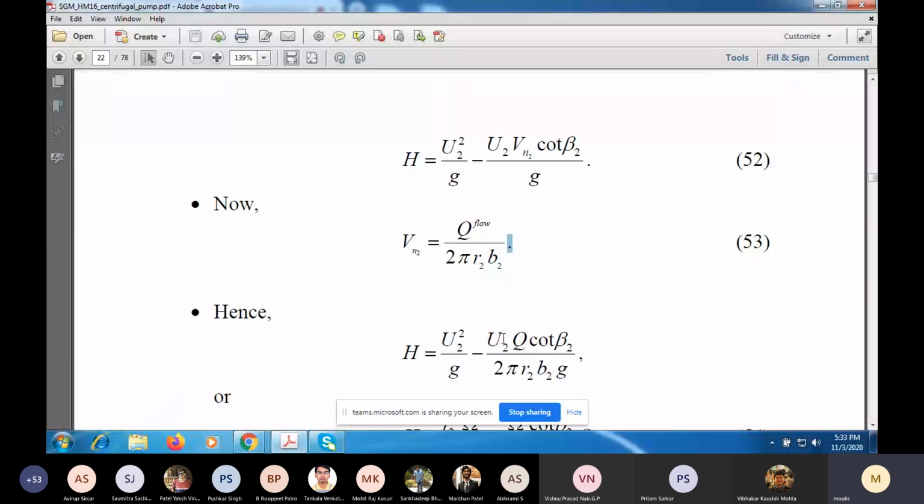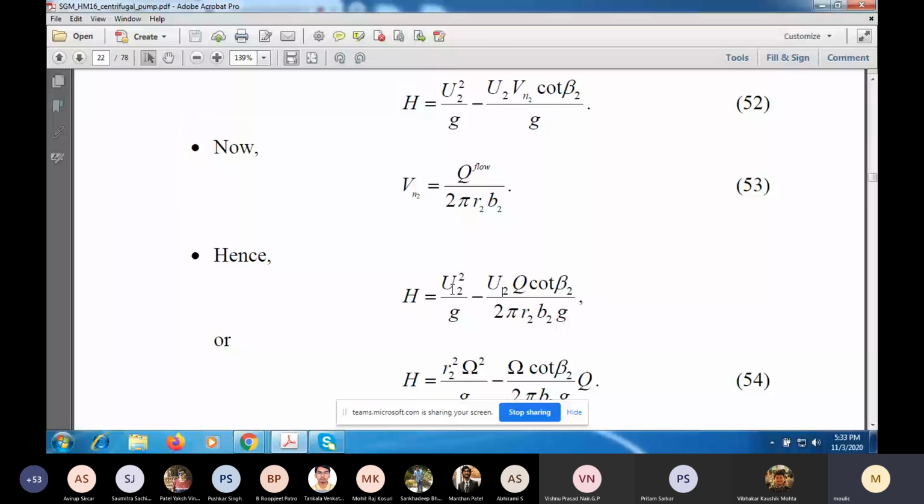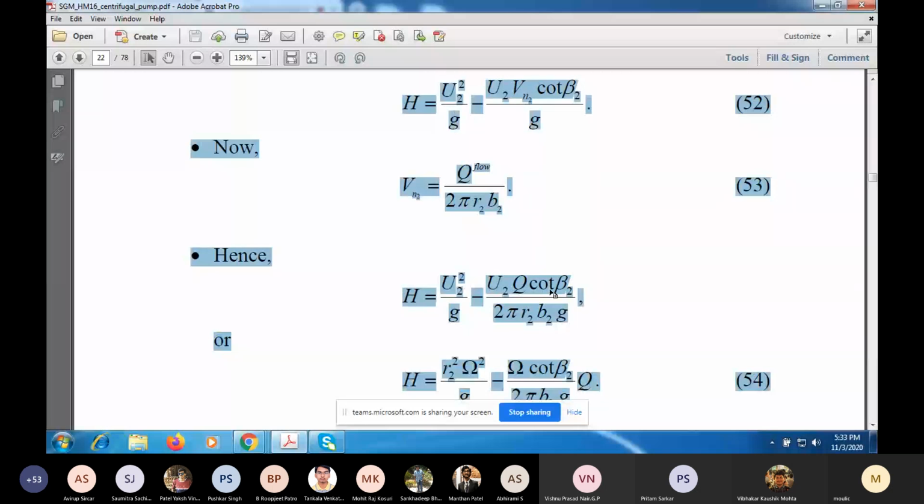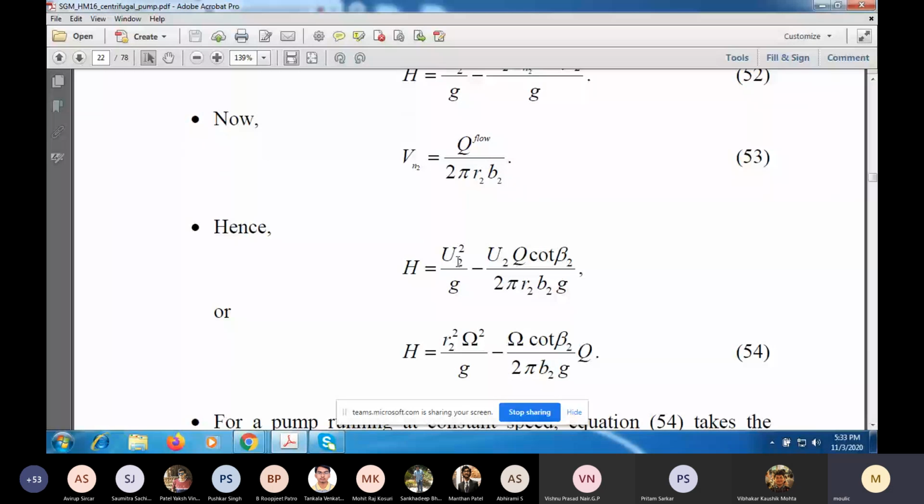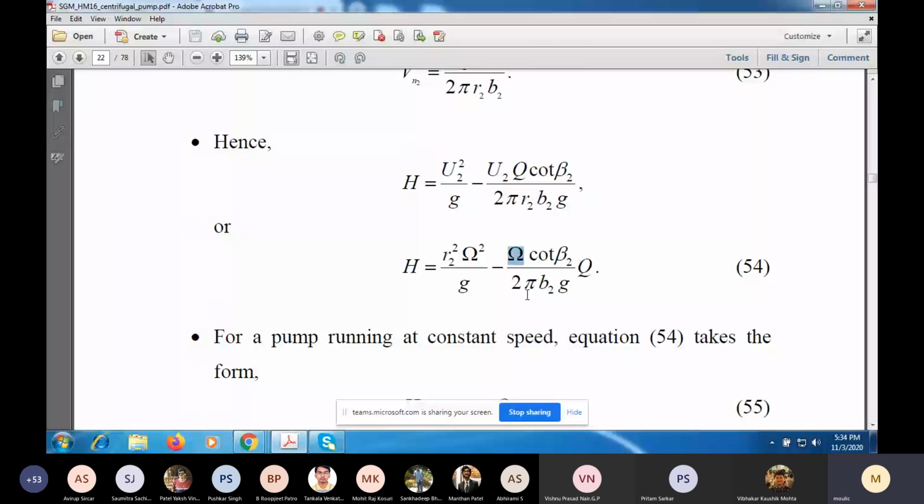Okay, so if I substitute this over here, you have h is U2 square by g minus U2 multiplied by Q multiplied by cot beta 2 divided by 2 pi r2 v2 g. Now I can express U2 in terms of omega. So you have omega r2 whole square over here. And here if I write omega r2, the r2 in the numerator and denominator will cancel out, and you'll get omega divided by 2 pi v2 into cot beta 2 by g into Q.